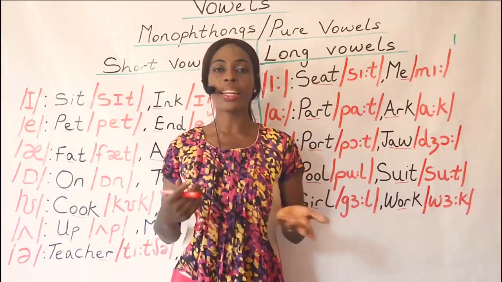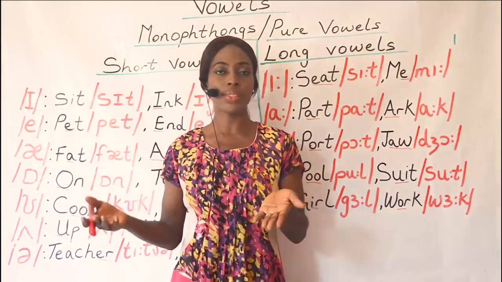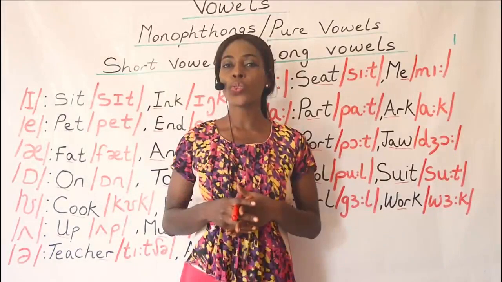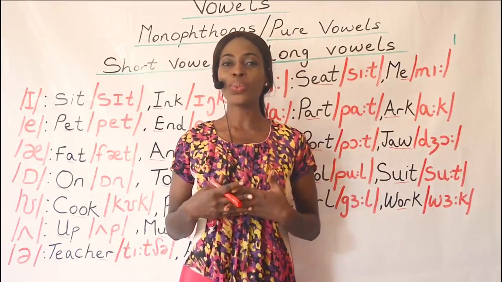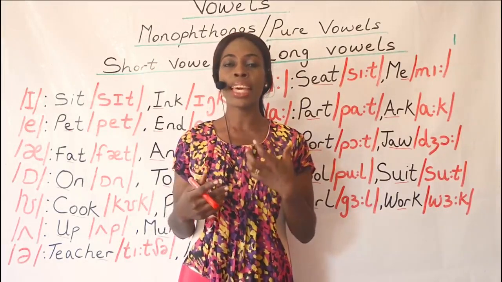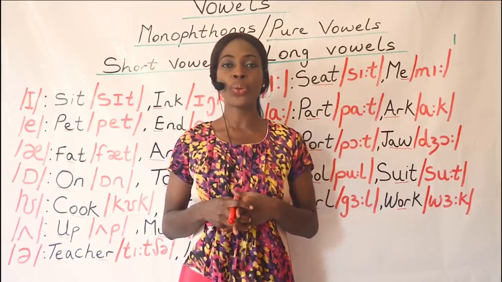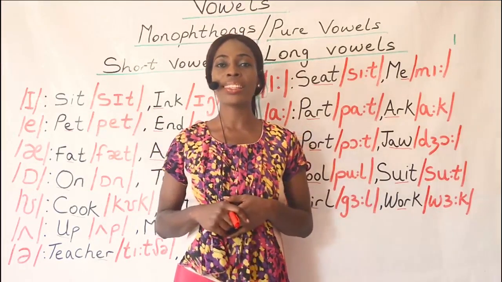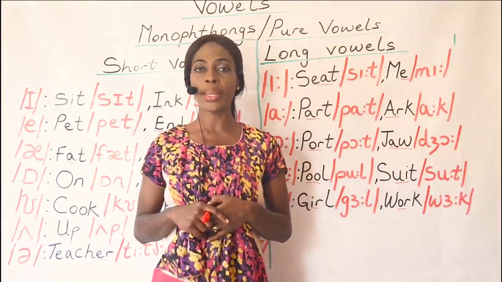And vowels are divided into two. We have the monophthongs and diphthongs. So today's lesson, we'll be looking at monophthongs. A monophthong is a sound in which the tongue stays in the same position. When you're producing monophthongs, the tongue is in one position, and it is a sound of one quality.